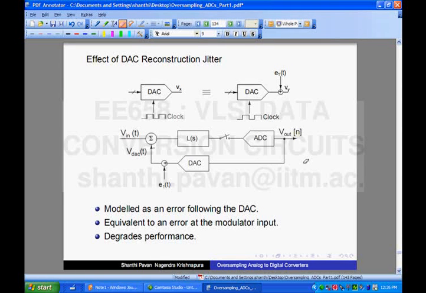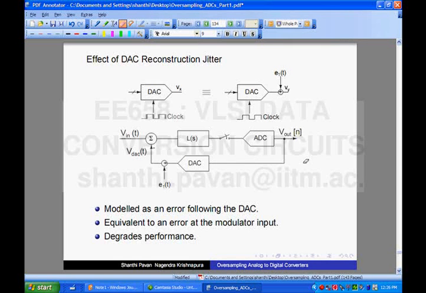Correct? So, if you copy paste this model instead of the jittery DAC, what happens? It looks like this E1 of t, which is the error waveform, adds directly, equivalently, at the input of the A to D converter or of the modulator, right? And the transfer function from E1 of t to the output is the STF, which is pretty much 1 in the signal band, right? So here you didn't get lucky. Any crime committed by the DAC just appears as is.